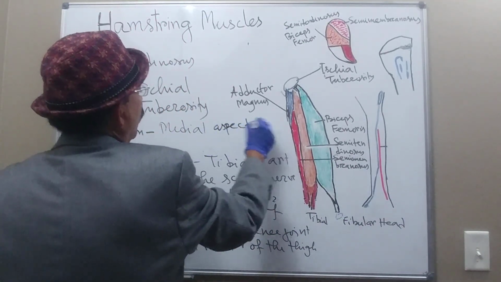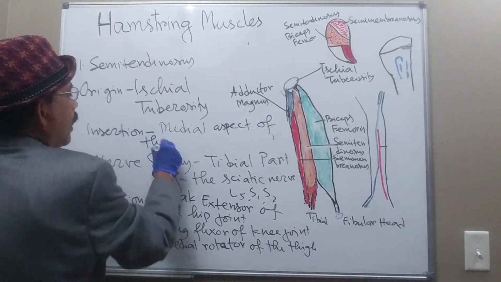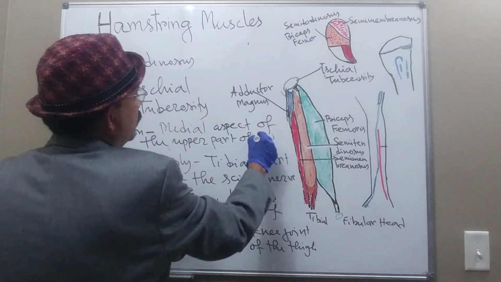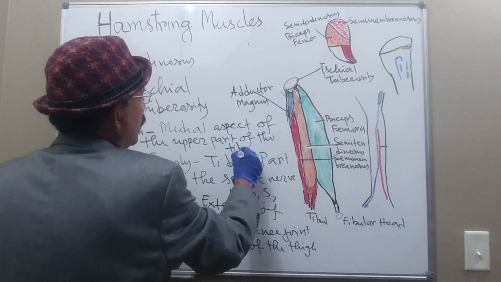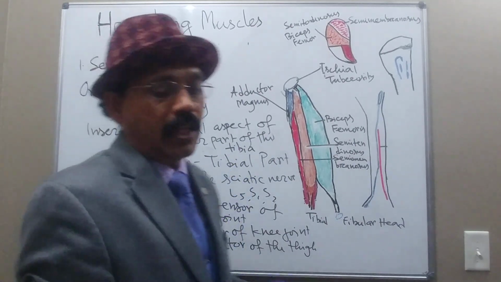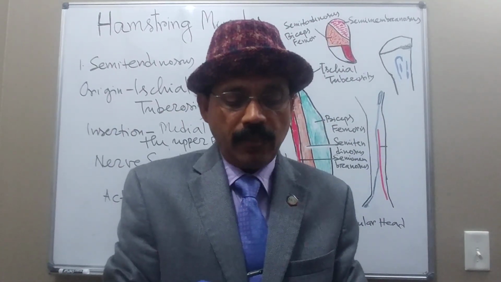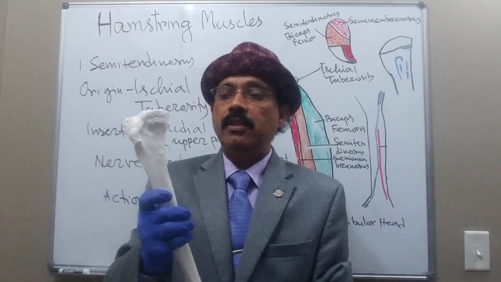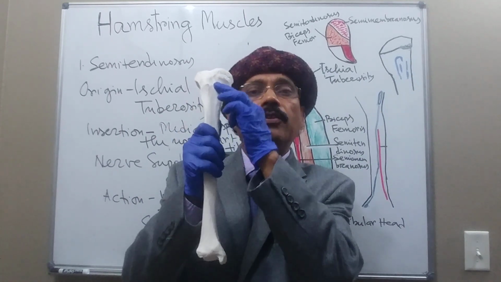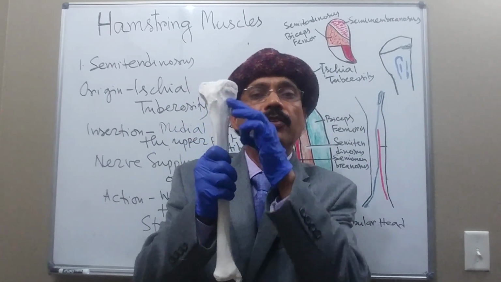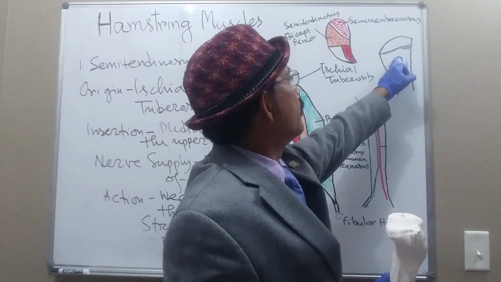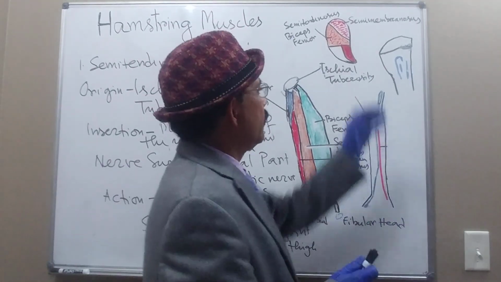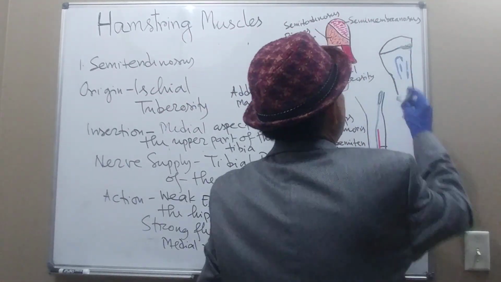Medial aspect of the upper part of the tibia, and it is a component of the pes anserinus. Three muscles insert to the upper part of the medial aspect of the tibia here: sartorius, gracilis, semitendinosus. Okay, so this is the tibia, upper part of the medial aspect.